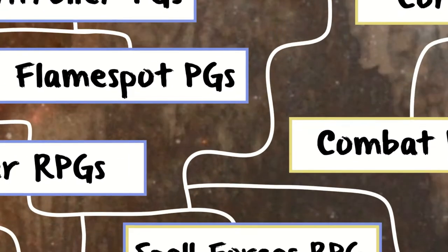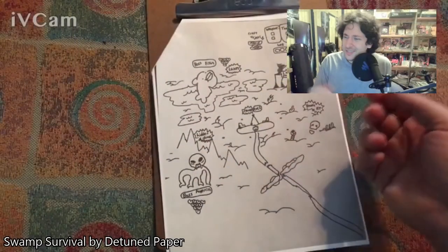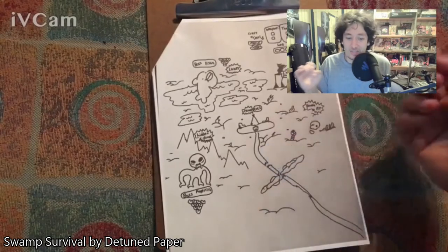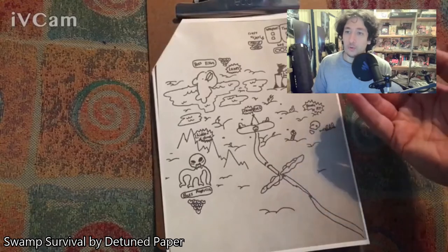Now we have this kind of game, which I like to call swamp survival style games, based on Swamp Survival by Detuned Paper. I've heard the term imaginary paper games for them. It refers to the same thing. Basically, this is an interesting case because it's not super clear if it's a paper game or a paper computer game. It is definitely growing out of paper games.